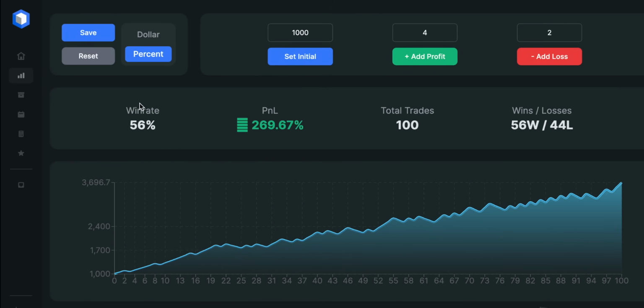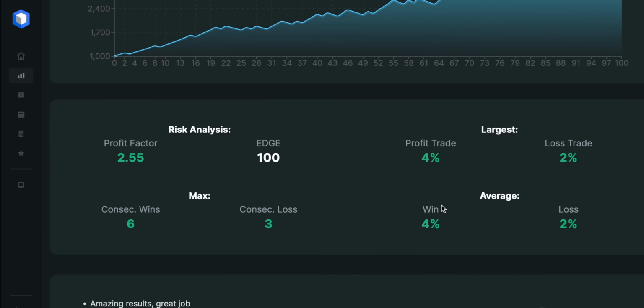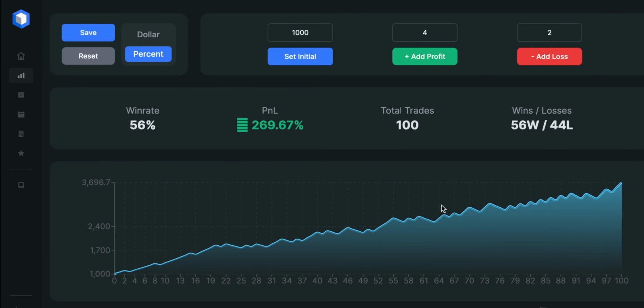We see the equity curve does not show any signs of serious drawdowns. The profit factor is 2.55, and we had 6 consecutive wins against 3 consecutive losses. So yeah, the strategy is working and you should definitely give it a try.